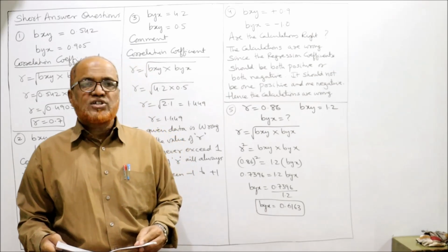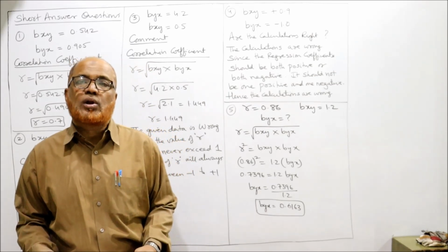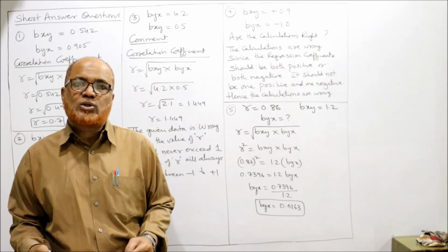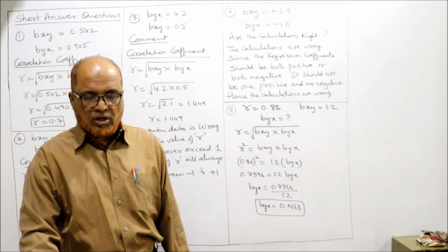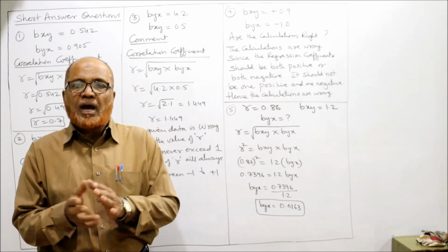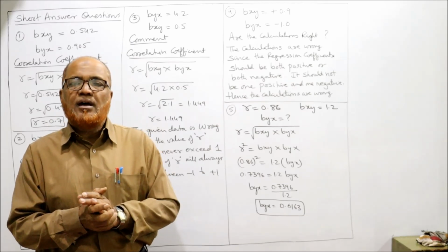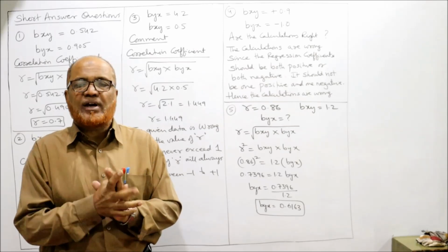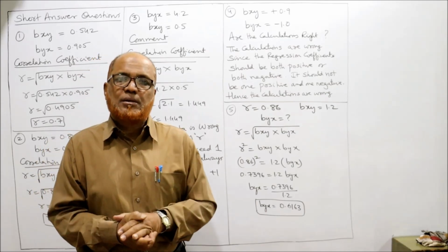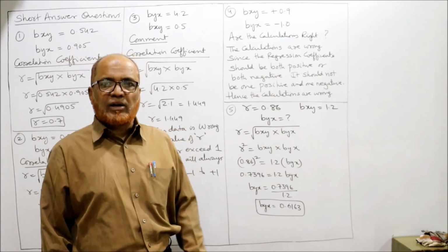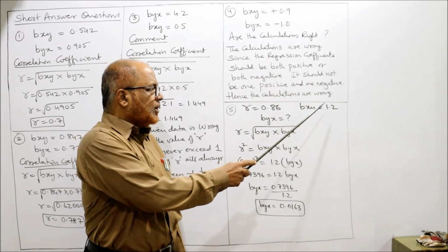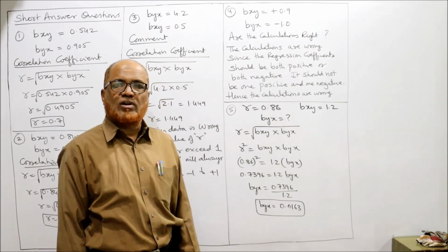If the correlation coefficient r is equal to 0.86, correlation coefficient is given, and regression coefficient of x on y is 1.2, find the regression coefficient of y on x. So we are given the correlation coefficient r value, and we are also given bxy, the regression coefficient of x on y, and we have to find the regression coefficient of y on x, byx. So r is equal to 0.86, bxy is equal to 1.2, byx is equal to how much? This is what we have to find out.